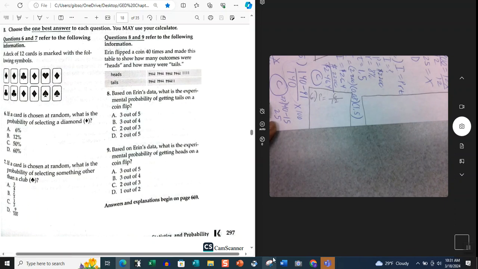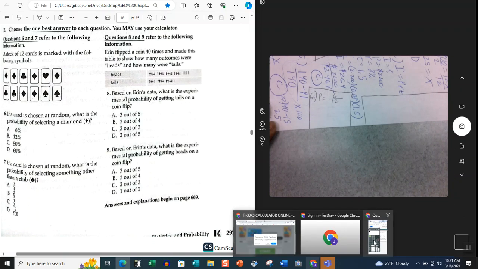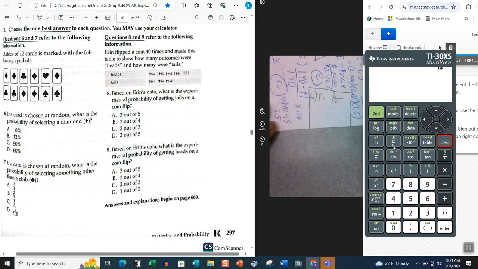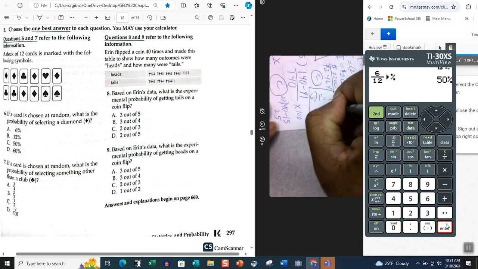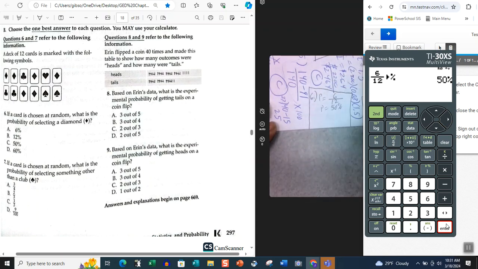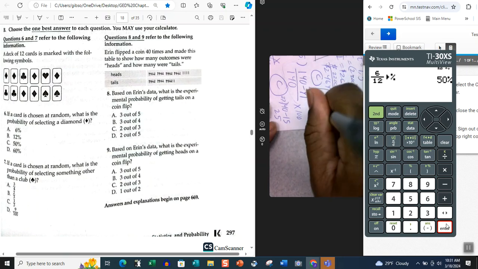So what we could do, if we don't know that offhand, we could go to our calculator, press N over D, press 6, down arrow 12, press the right arrow, press 6, second, and press the right parenthesis key, and press enter. So the probability would be 50%, which in this case would be C.